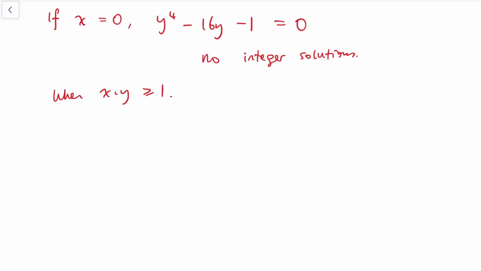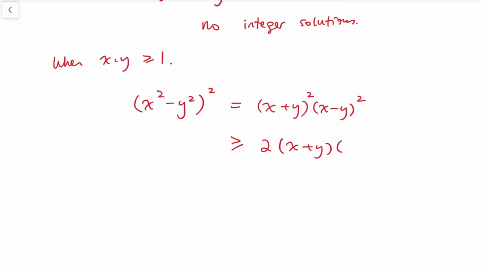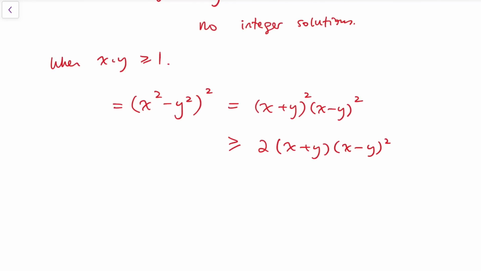Notice that I can write (x squared minus y squared) all squared. On one hand, it equals ((x plus y) times (x minus y)) all squared, and at the same time this is larger than or equal to (2 times (x minus y)) all squared. This is because x and y, each of them, is larger than or equal to 1, so the sum is at least 2. And of course this is equal to 16y plus 1.